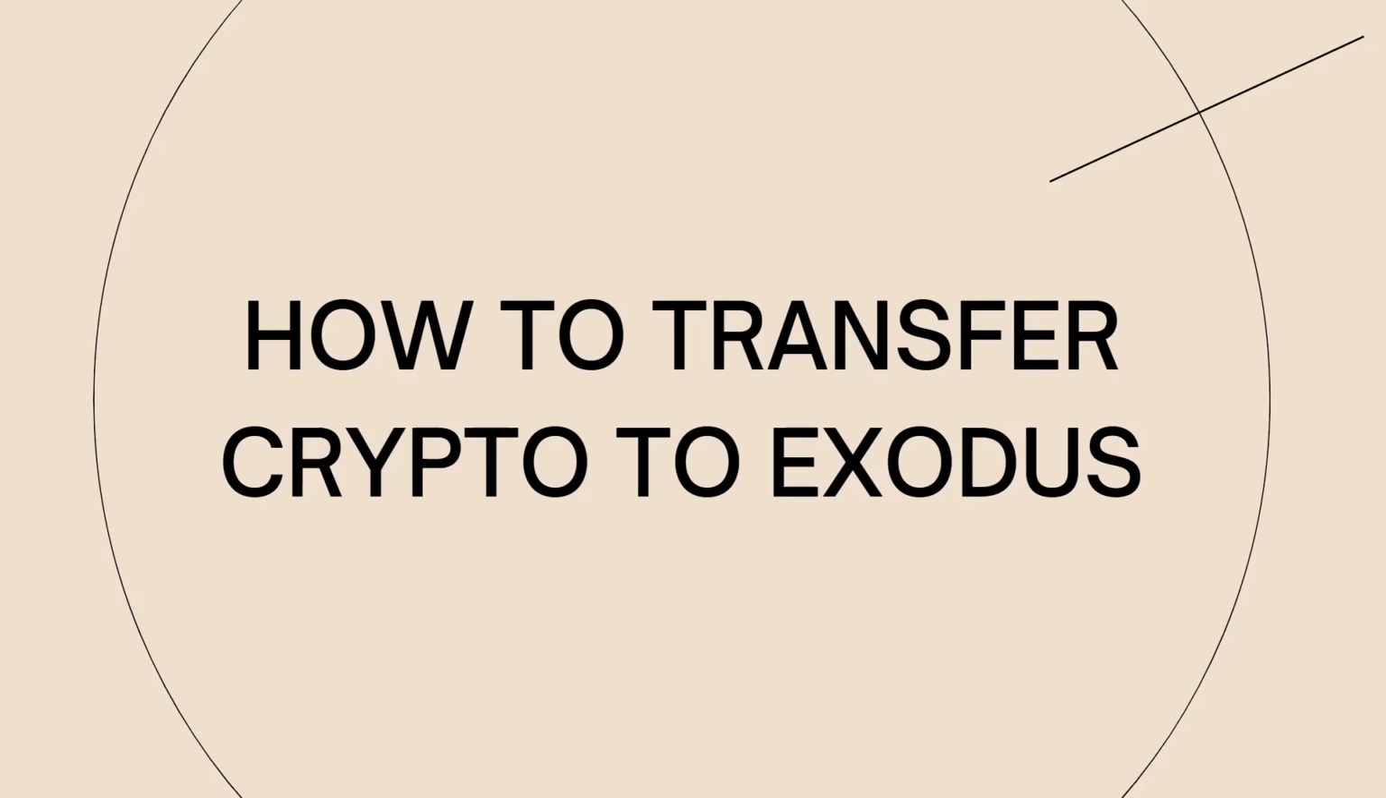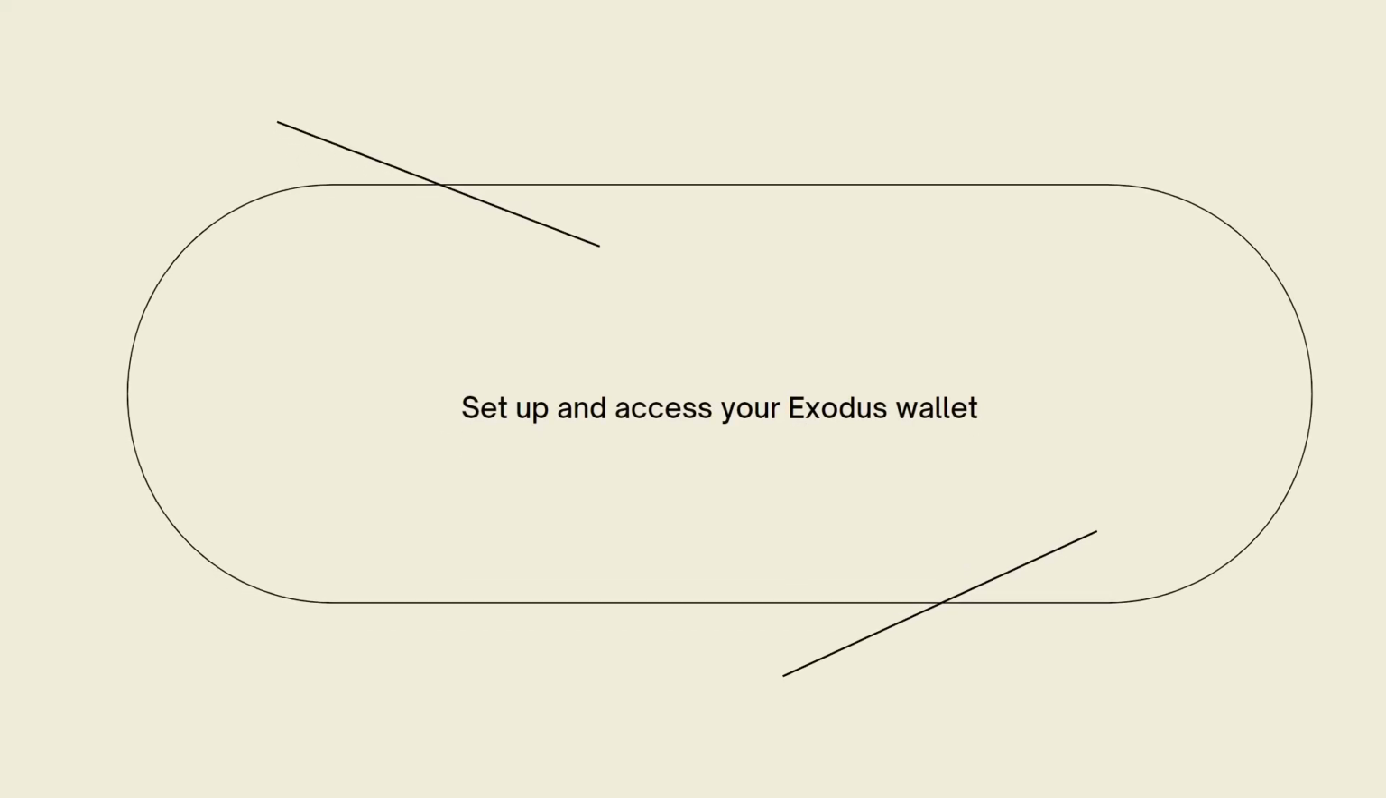First of all, what you need to do is set up and access your Exodus wallet. Once you've done that, go ahead and obtain the Exodus wallet address. In your Exodus wallet, locate the wallet address for the cryptocurrency you want to receive from crypto.com. This is typically found in the wallet's receive or assets section. Copy the wallet address or use the provided QR code.